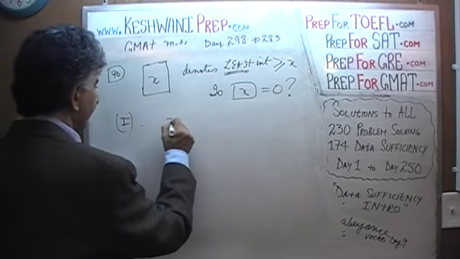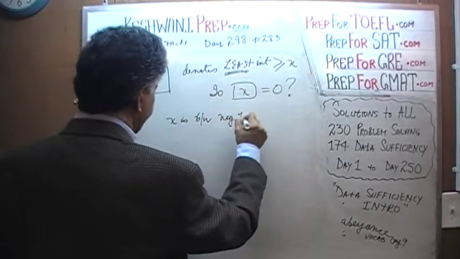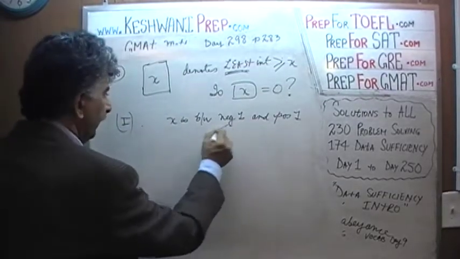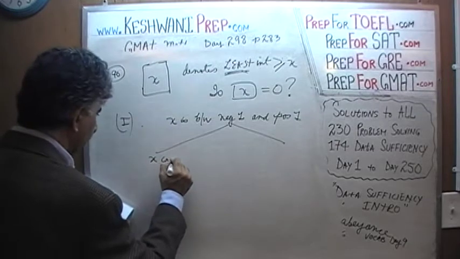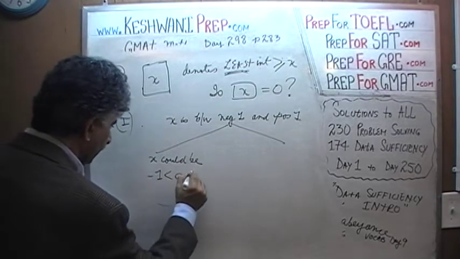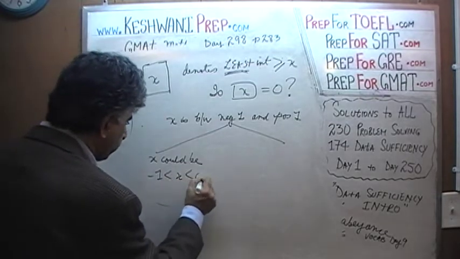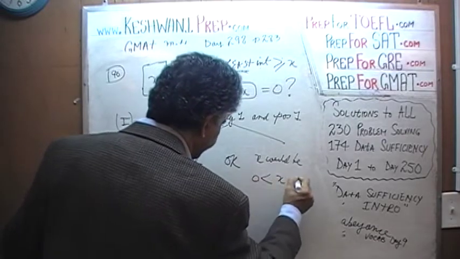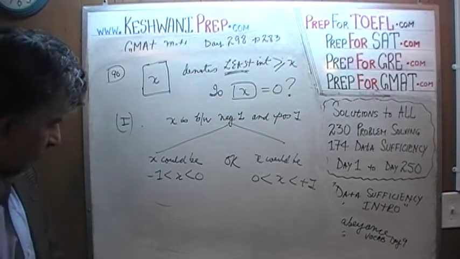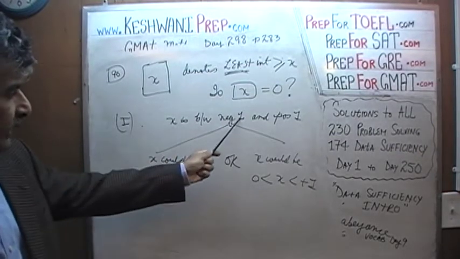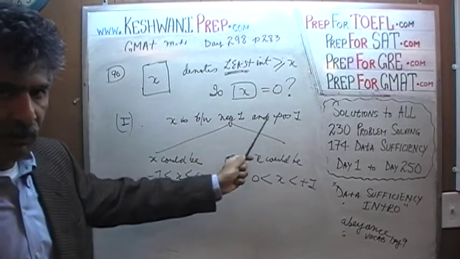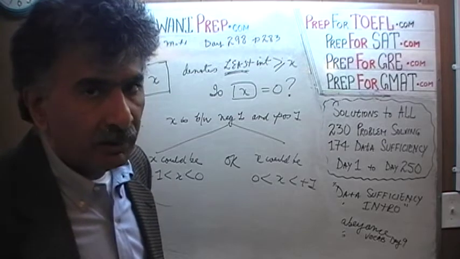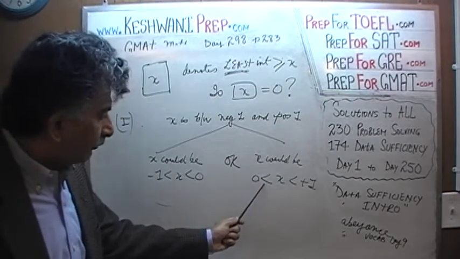Well, the first statement tells us that x is between negative 1 and positive 1. Well, that tells us that x could be between negative 1 and 0, or x could be between 0 and positive 1. In both of these scenarios, we meet this condition. We are told that x is between negative 1 and positive 1. What we are doing is taking this interval from negative 1 to positive 1 and breaking it up into two intervals. One that goes from negative 1 to 0, and the other that goes from 0 to 1. And let's see what happens.